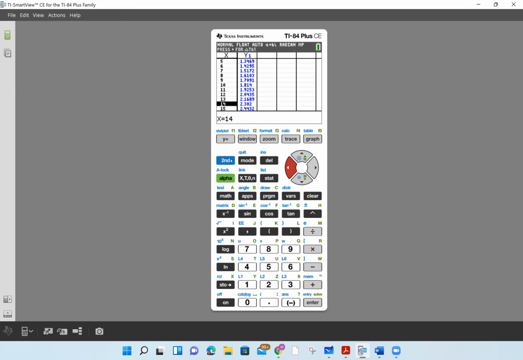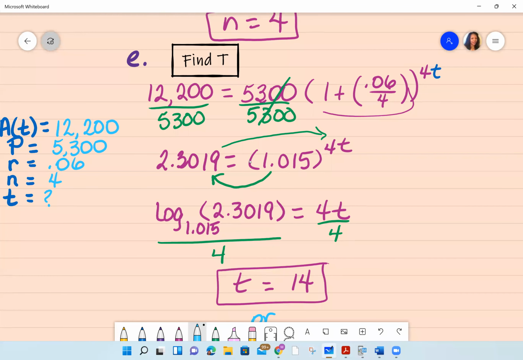So I was just trying to give you multiple ways or different options to figure out how to solve or find different variables. I hope it was very helpful.